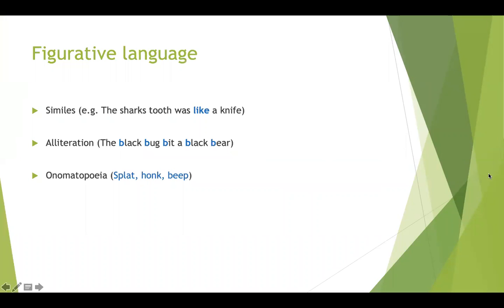So figurative language could be anything from similes, such as the shark's tooth was like a knife, alliteration, which is the black bug bit a black bear, or onomatopoeia, which is where the word sounds like the action it is doing. So this can be seen with animal sounds or often seen in comic books or cartoons.